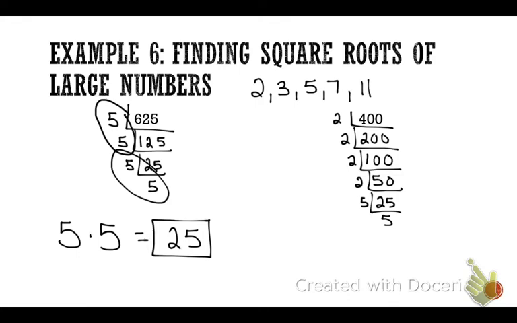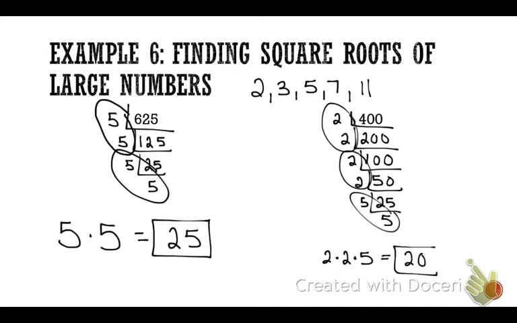All right, so now let's go back and circle our pairs of 2. Remember, it's pairs of 2 because it's square root. So 2, 2, and 5. And for each pair, 2 times 2 times 5, I'm going to multiply each pair. 2 times 2 is 4. 4 times 5 is 20. So 20 is the square root of 400. Okay, and that will be everything that you need to know for section 15.1.